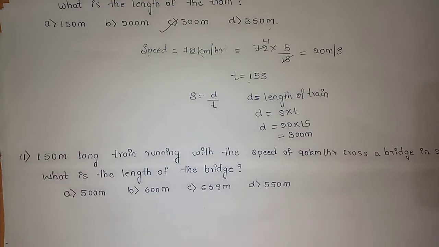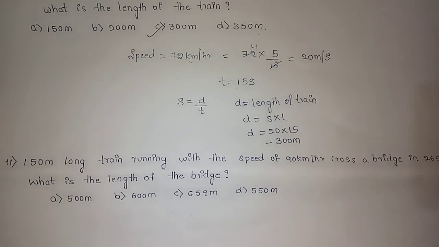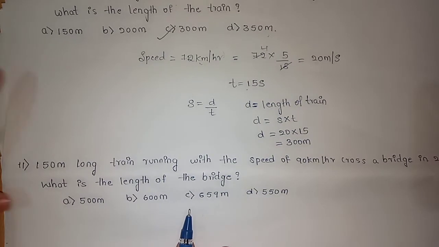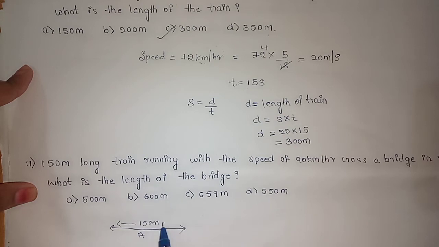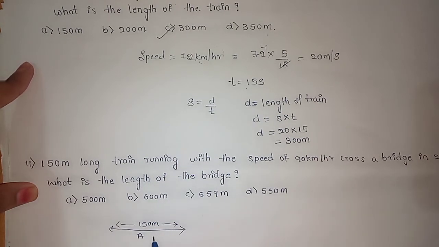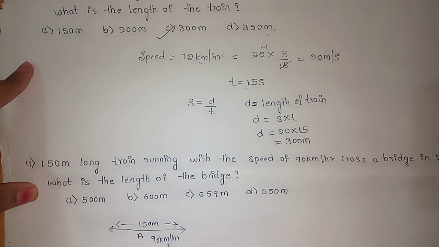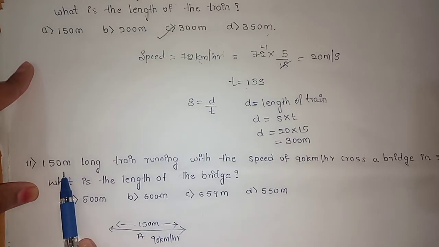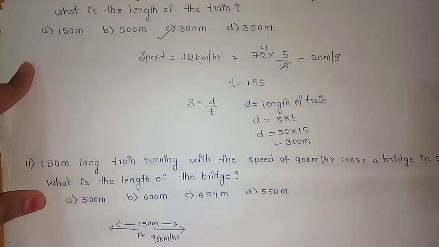11th question. A 150 meter long train running with the speed of 90 km per hour crosses a bridge in 26 seconds. What is the length of the bridge? See, a 150-meter long train. Think a train A of length 150 meter running with the speed 90 kilometer per hour. Convert this 90 kilometer per hour to meter per second, because all options and even the length of the train are in meter. So convert this kilometer per hour to meter per second.